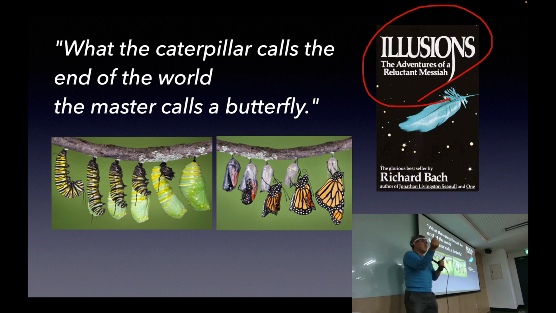But the first page, the very famous phrase of this book, is what the caterpillar, the larva, calls the end of the world: the master. Here, the master is a god. The god calls it a butterfly.